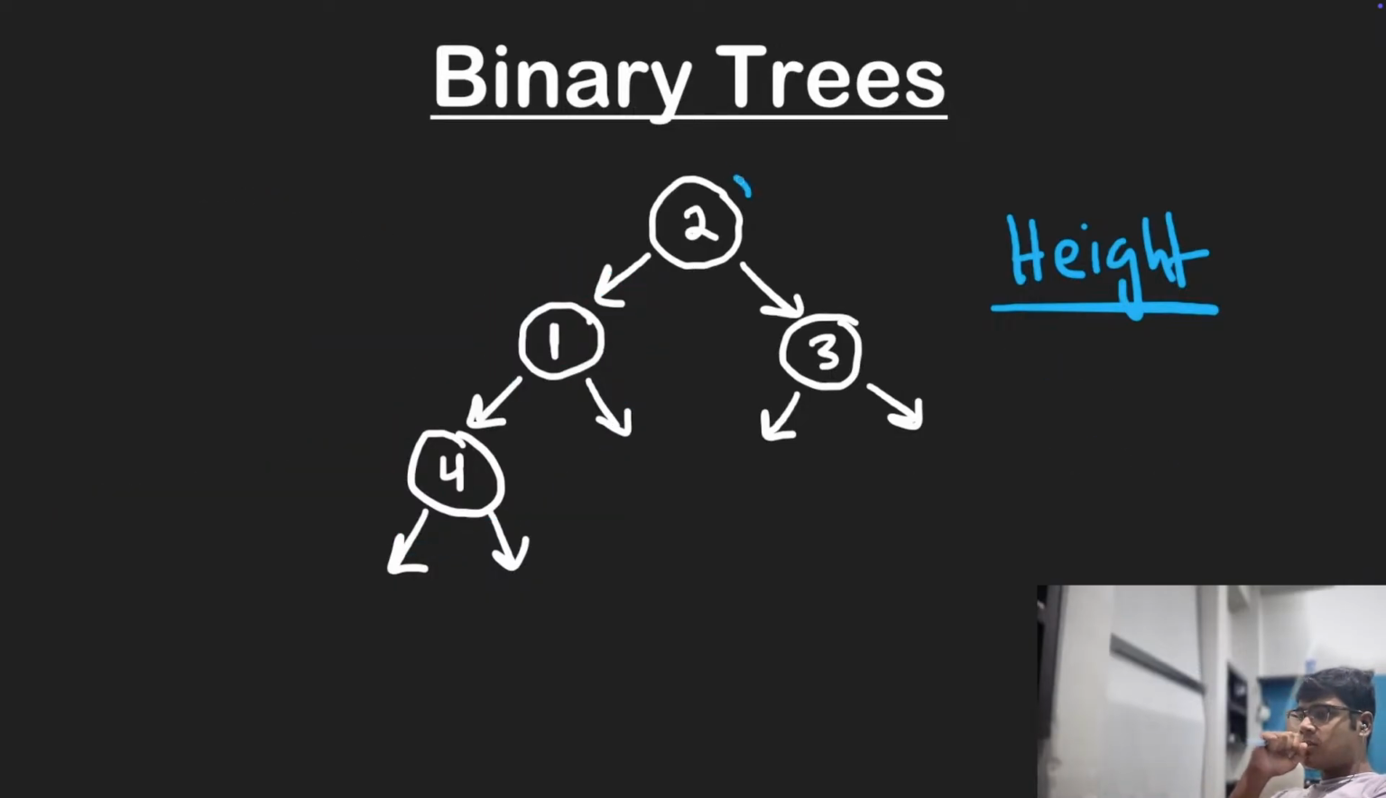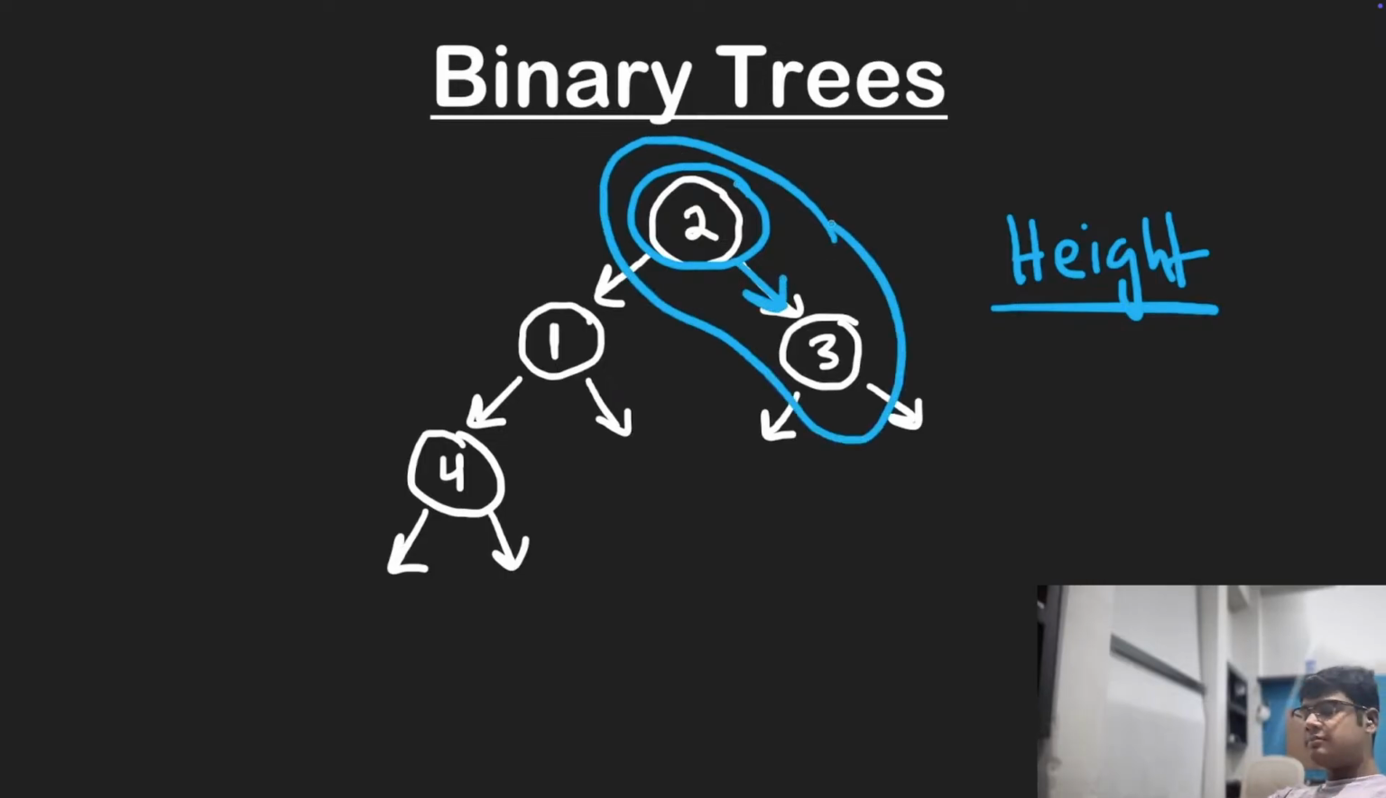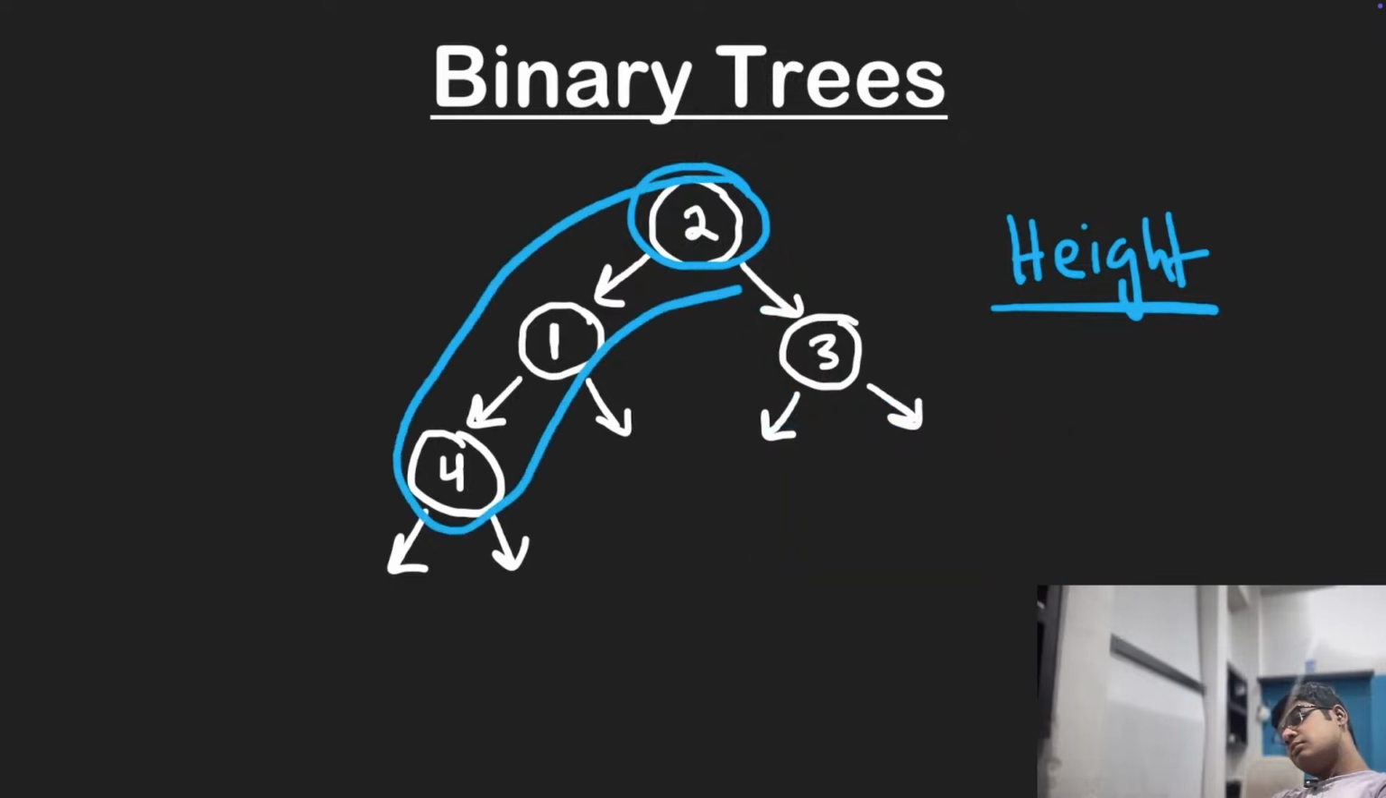Can you tell me what would be the height of this node? Well, we could go down to the right. This forms a path of 2. That's the longest path we can form going on the right side. On the left side, we can form this path, which has 3 nodes in it. Clearly, 3 is bigger than 2, so we say the height of this node is equal to 3.